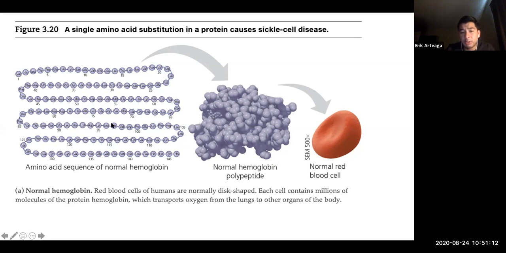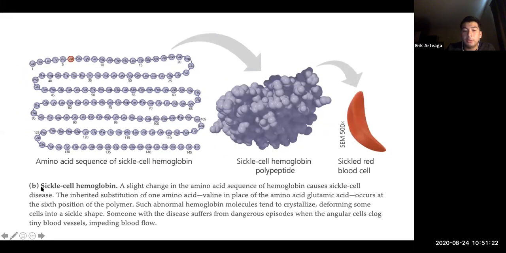And same thing here with this polypeptide or this hemoglobin, right? If you change the structure, it could render this molecule or this protein useless, okay? So here we have sickle cell. Sickle cell hemoglobin, a slight change in the amino acid sequence of hemoglobin causes sickle cell disease. The inherited substitution of one amino acid, valine, in place of the amino acid glutamic acid occurs at the 6th position of the polymer, which is crazy. So one single amino acid change here, the valine, changes the structure and causes sickle cell disease, right?